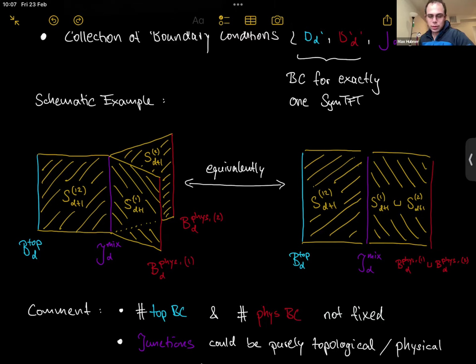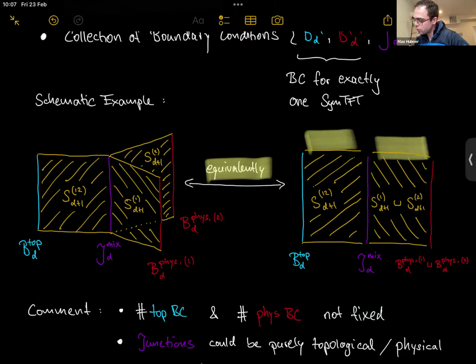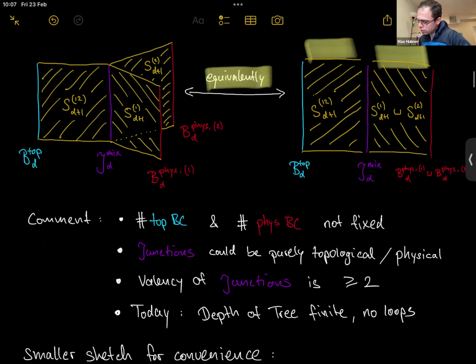Right. But in principle, I'll say a few comments in a second. There is an equivalent presentation of this. I could simply fold it if I really want to just talk about interfaces between two SymTFTs. In this case, I would just rewrite the setup as an interface between the SymTFT labeled 1, 2 and the disjoint union of the SymTFT labeled 1 and 2. So this is a very general structure, and so some comments are in place.